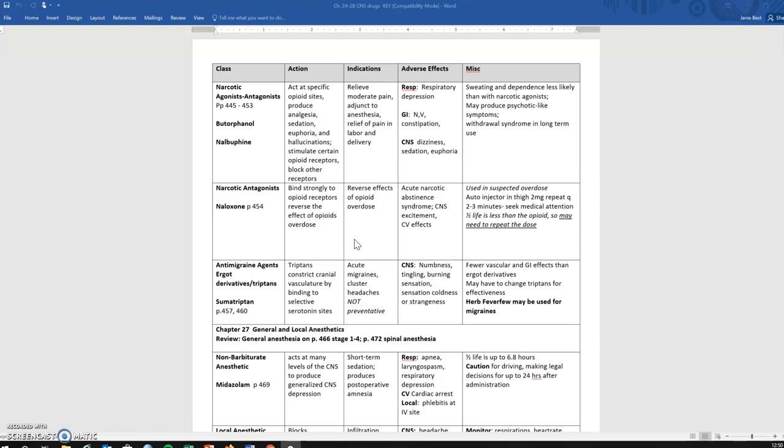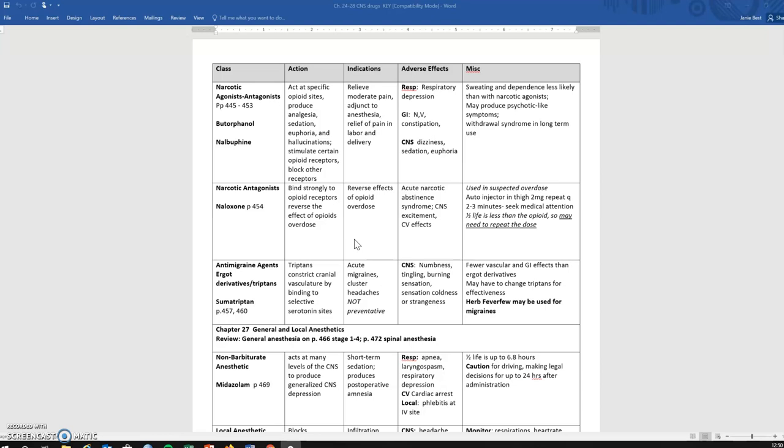It can be used in the public domain. It's usually given in an auto injector in the thigh, and it can be repeated. All patients who receive naloxone need to have medical treatment. The concern for all providers or all individuals who give naloxone, including you as the nursing student, is that you need to know that the half-life is less than that of the opioid.